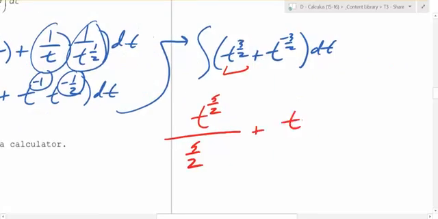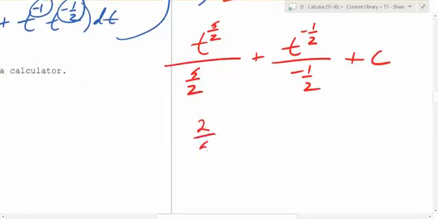Plus t to the what power? Negative, no, go up. You have to go up. Negative 1/2 over negative 1/2 plus c. Now, can you simplify this? Sure. What does this become? 2/5 t to the 5/2 minus 2 times t to the negative 1/2 plus c.